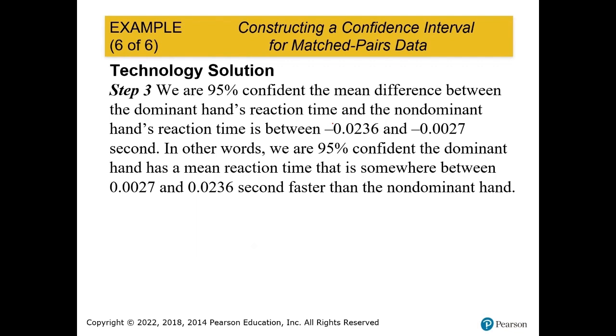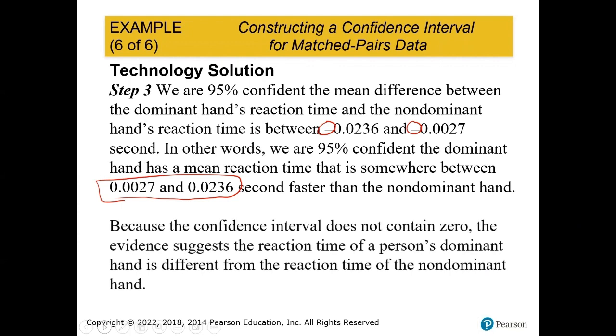Remember that they're both negative. If they're both negative, or both positive, we have evidence to show that one is bigger or smaller than the other one. So basically what that means, because they're negative, your dominant hand has a reaction time between this many seconds faster than your non-dominant hand. So remember, again, if it doesn't contain 0, we do have a true difference between the two.